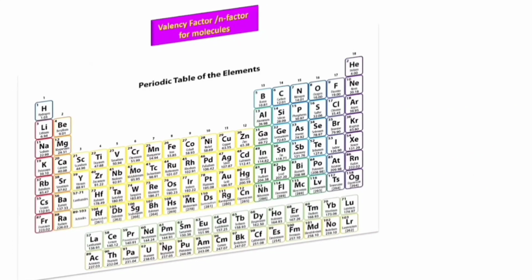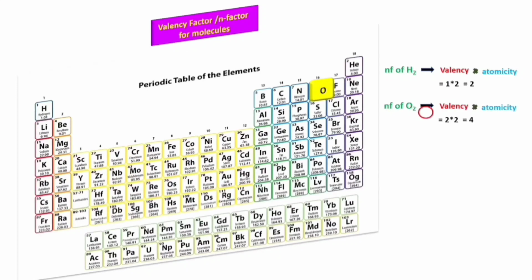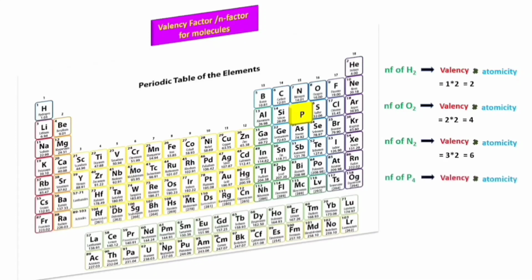For example, hydrogen, a diatomic molecule. When the valency of hydrogen, 1, is multiplied by its atomicity, we get the N factor of the hydrogen molecule, that is 2. For oxygen, the valency 2 when multiplied by its atomicity 2, we get the N factor of oxygen, 4. Same as nitrogen. Nitrogen with valency 3, when multiplied by its atomicity 2, we get the N factor of nitrogen, 6.